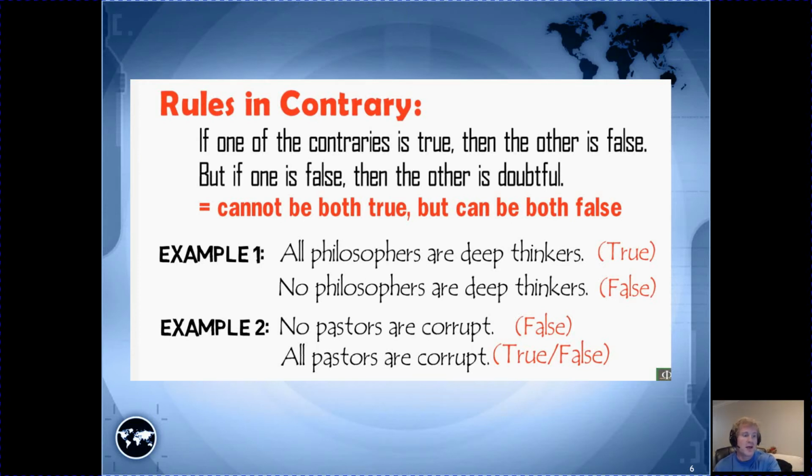So again, we know that all philosophers are deep thinkers. No philosophers are deep thinkers, so one is true and one is false. The second example, one, if we assume to be false, then the other one could be true or false. I know, a little bit of a headache, but just think again, when it comes to contraries, it's universal. All, everybody, nobody, it's that kind of thing. And you're looking at statements that may be somewhat contrary to each other. Okay? I hope that makes sense.